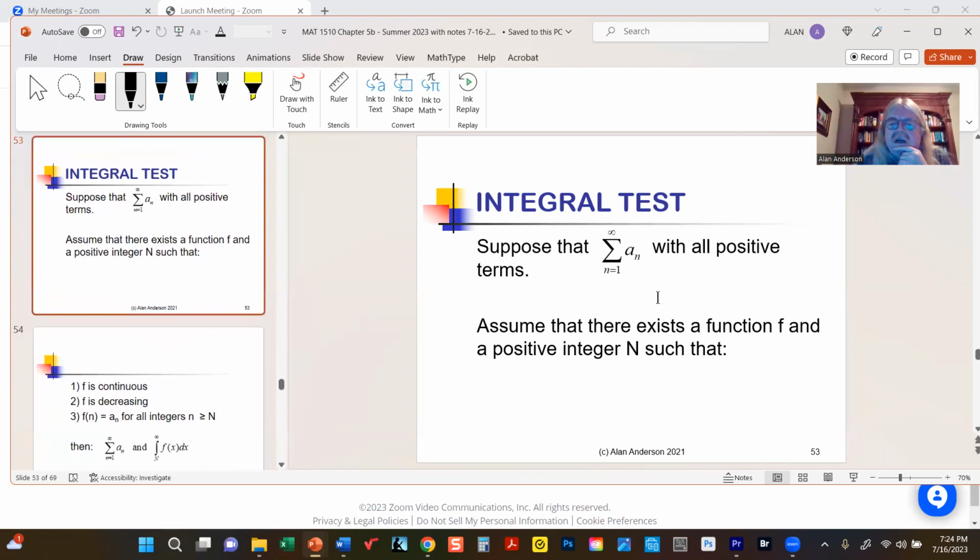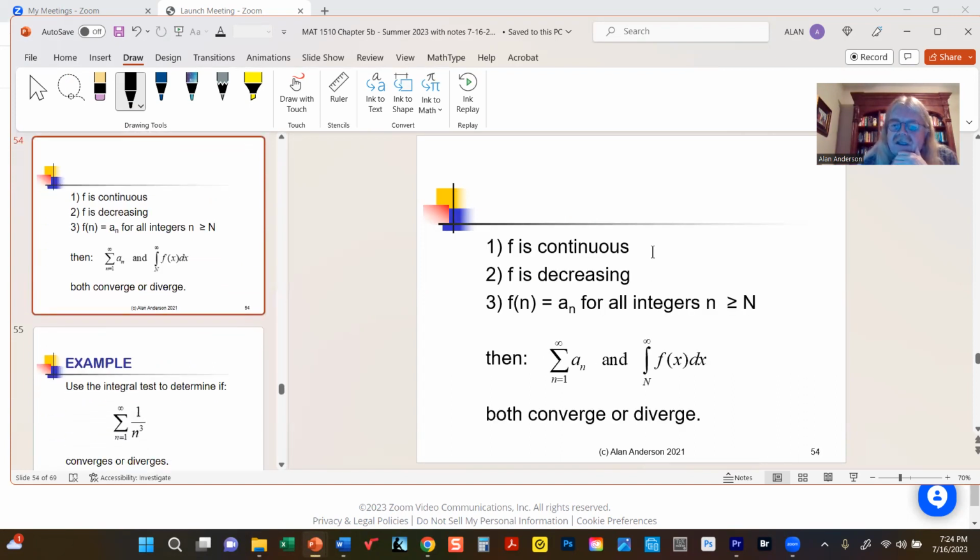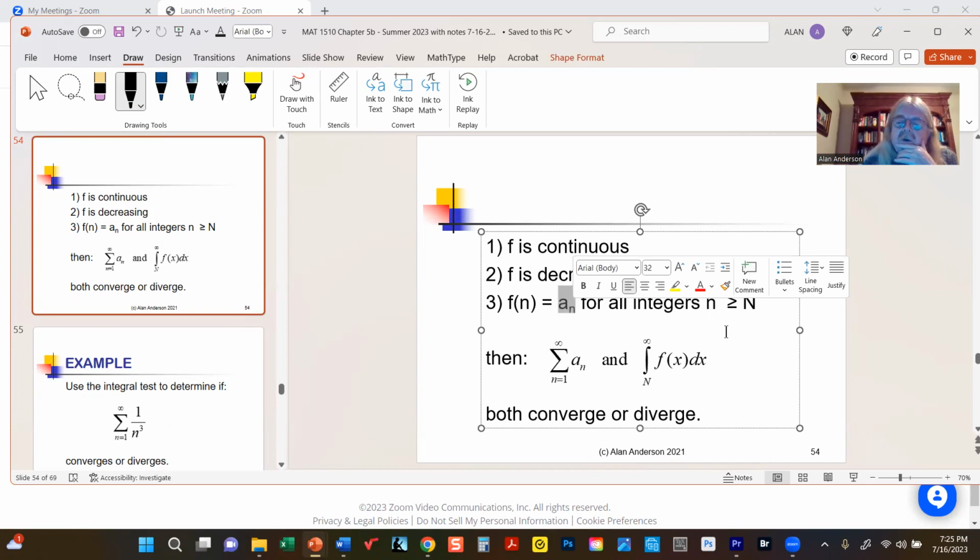Suppose that we have an infinite series, as you can see, an, and we're assuming that there's a function f and a positive integer n, capital N, where we know that f is continuous but decreasing, and it is equal to each of the individual terms in the infinite series for all integers past that constant capital N. Then only one thing can be true. Both of them are either going to converge or diverge. It can't be the case that one does and one does not. They're both going to converge or they're both going to diverge.